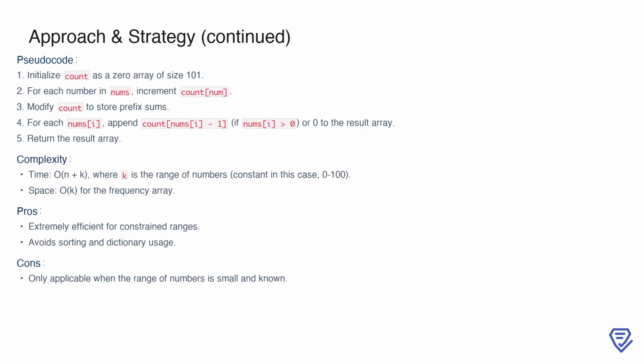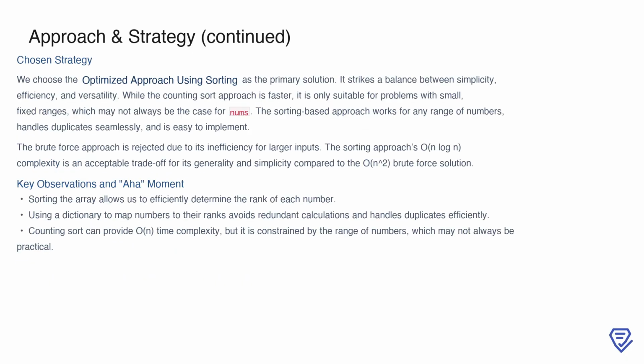Using this prefix sum array, we can directly determine the count of smaller numbers for each element in the original array. This method is extremely efficient, with a time complexity of O(n + k), where k is the range of numbers. The space complexity is O(k) for the frequency array. While this approach is highly efficient, its applicability is limited to cases where the range of numbers is small and predefined.